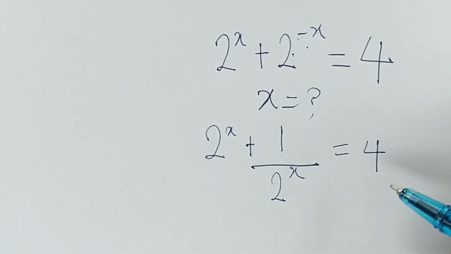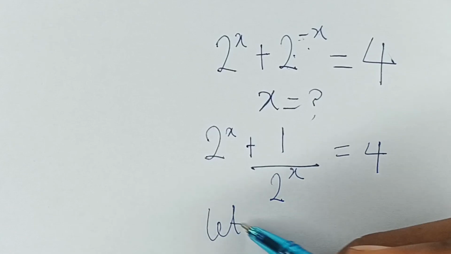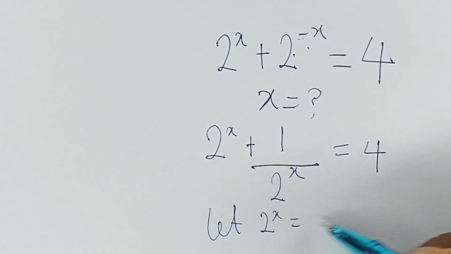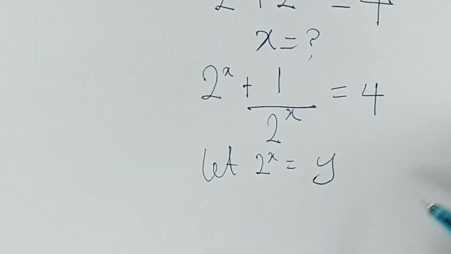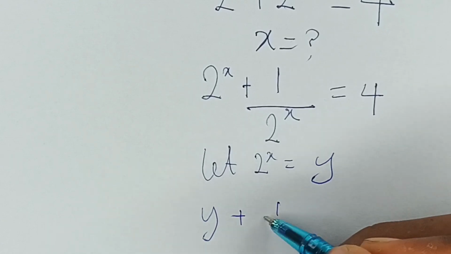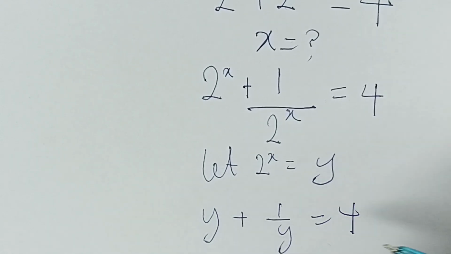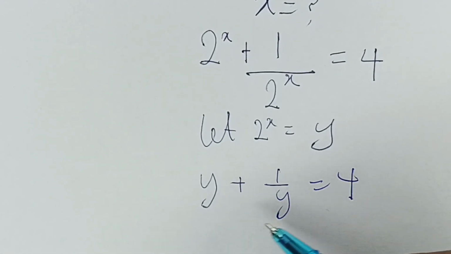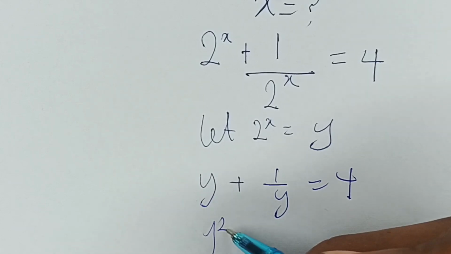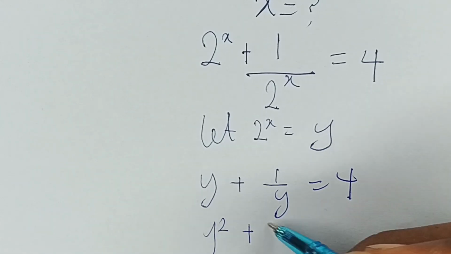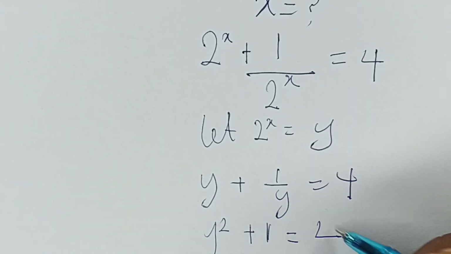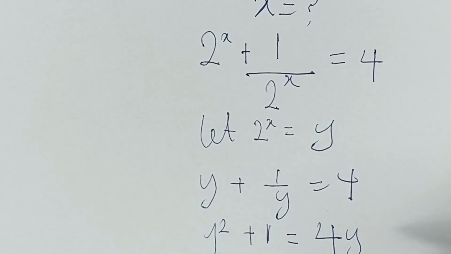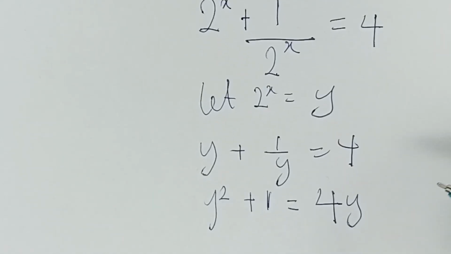Now let's do something quickly. Let's assume that 2 raised to the power x is equal to y. So we have y plus 1 over y is equal to 4. Let's multiply each term here by y. So we have y times y is y squared, y times 1 over y is 1, and y times 4 is 4y. We're following these steps sequentially.